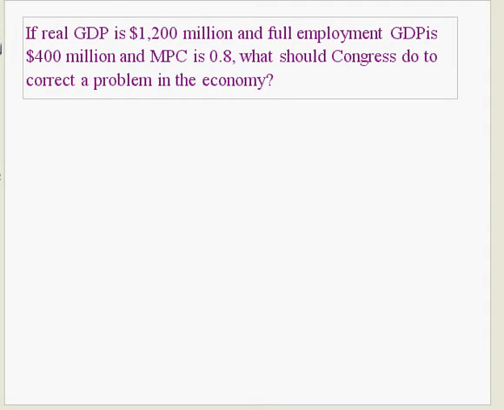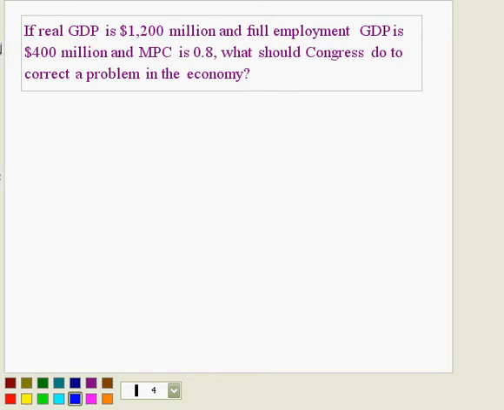Whenever you see a question like this, if real GDP is $1,200 million and full employment GDP is $400 million and MPC is 0.8, what should Congress do to correct the problem in the economy? Well, the first thing we have to realize is that we're always trying to get to full employment GDP. So we should look and decide, do we want to do expansionary or contractionary policy? In this case, we see that full employment GDP is 400 million, real GDP is 1,200 million, so we're going to want to contract the economy.